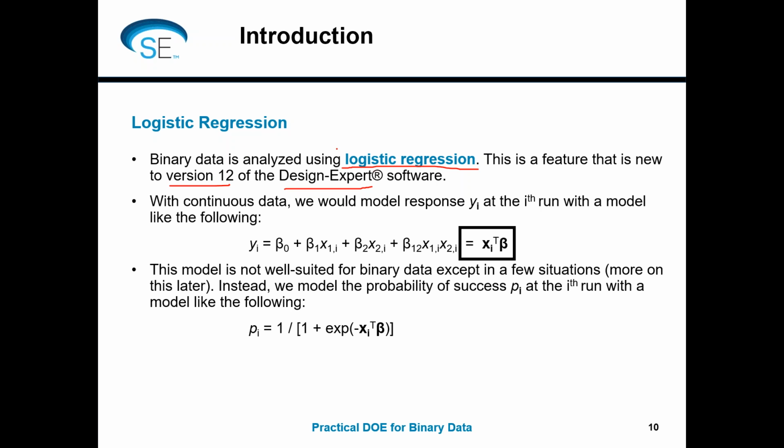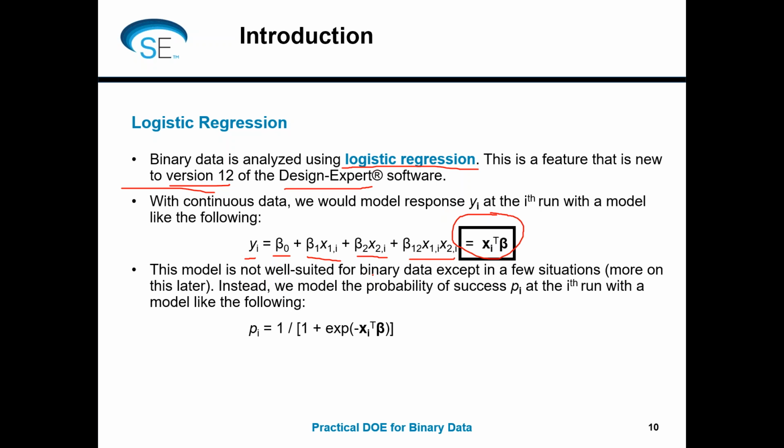If you want more tutorials on the functionality, you can check that out. This is more about the practical aspects of actually using logistic regression and designing experiments, knowing that you're going to use logistic regression. So what is logistic regression? With continuous data, a 2-factor interaction model would look something like this: a response that's a function of some intercept, factor 1, factor 2, and then the interaction of the 2 factors. We would condense that to X transpose beta.